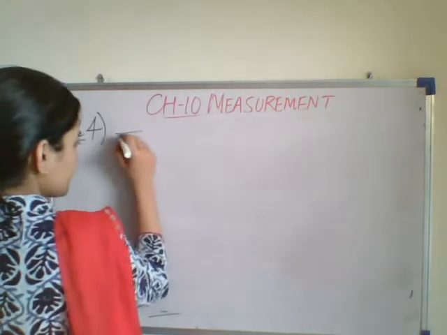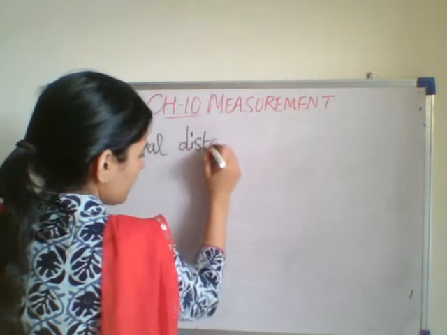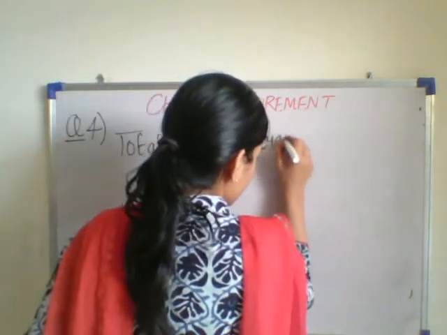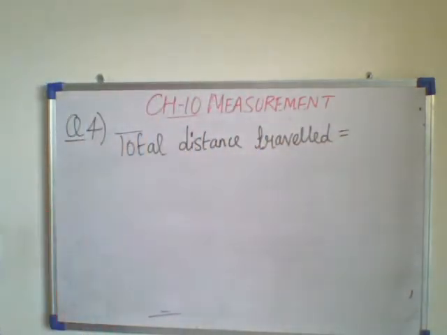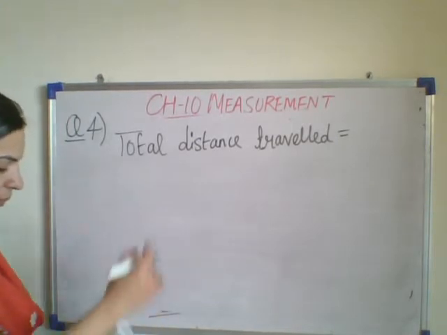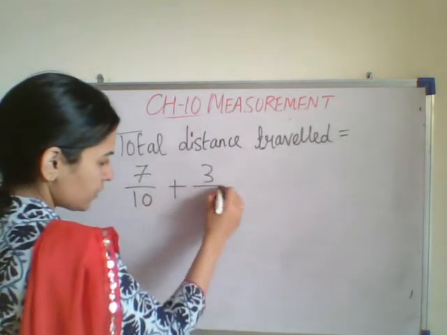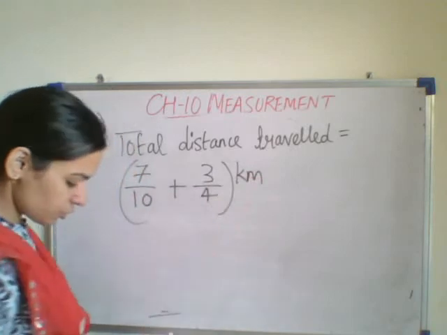So first of all, what is the total distance travelled? What is the total distance travelled by Vedant? In the question it is given that 7/10 km from home to bus stop and 3/4 km to his school. So we will be adding these two, that is 7/10 plus 3/4 kilometers.